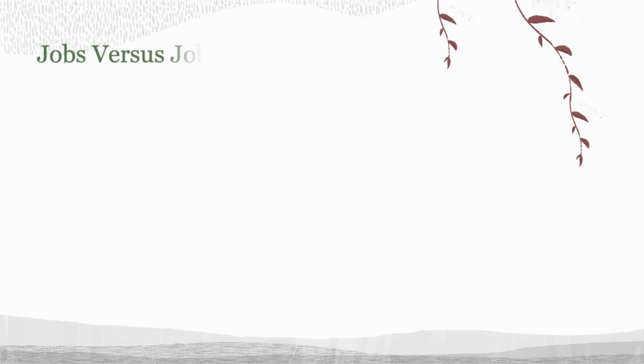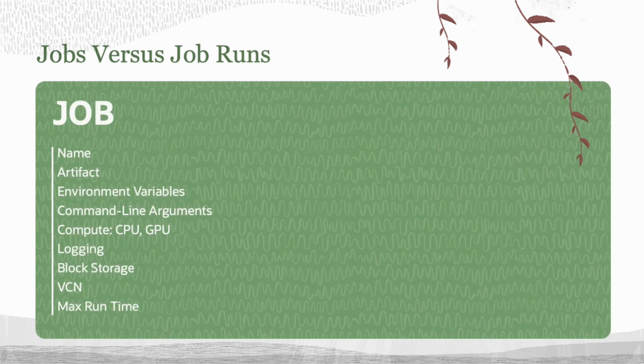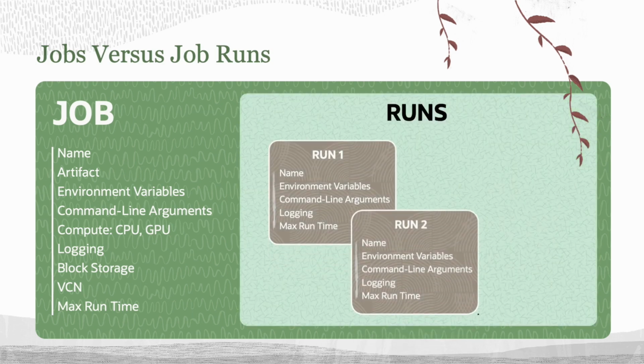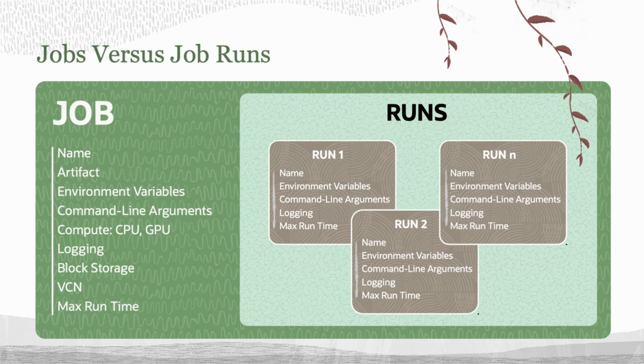There are two key concepts with Data Science jobs: the job itself and job runs. A job is a template that describes a task and specifies details about relevant components, like you see on the left. It defines the infrastructure and the actual use case artifact. A job run is a single execution of a job, usually with customized parameters assigned to it. A job can have several job runs associated with it. Let's look at each one in more detail.